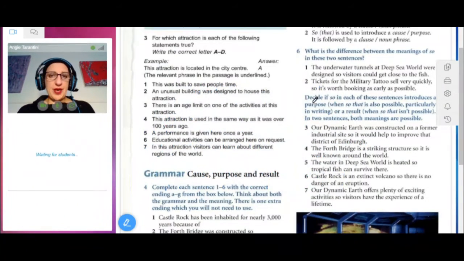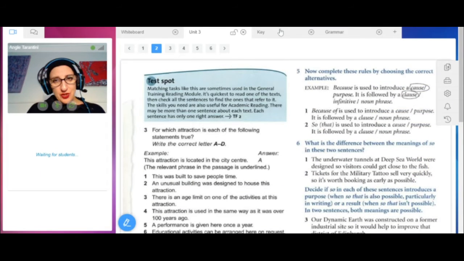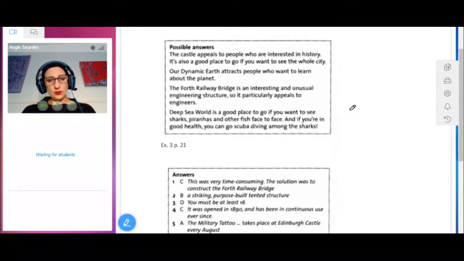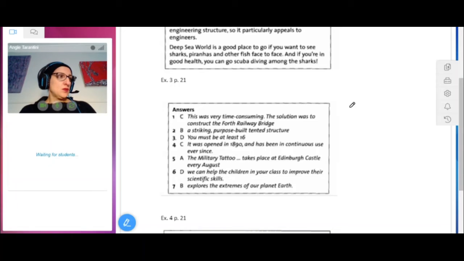As usual, I assume you will have done it, so let's go and check. Number 1, C. And this is the sentence where you find it. This was very time consuming. The solution was to construct the fourth railway bridge.